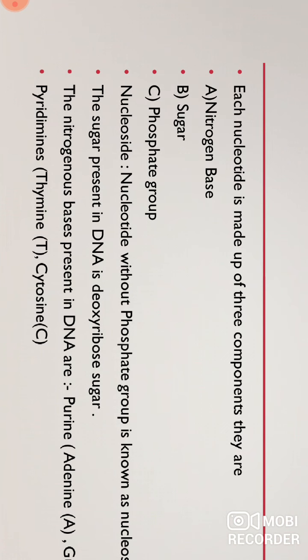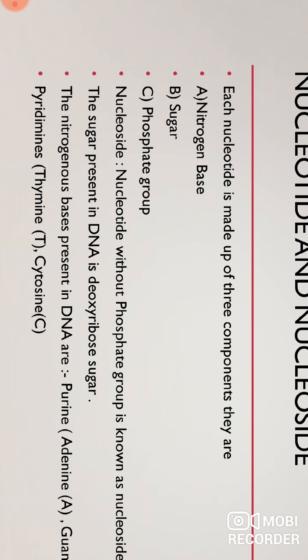The sugar present in the DNA is deoxyribose sugar. Deoxyribose sugar is a type of pentose sugar. Pentose sugar is of two types actually, deoxyribose and ribose sugar. We'll be seeing the structure of deoxyribose, and there is also a ribose sugar present, and we'll be seeing that in the next videos coming.